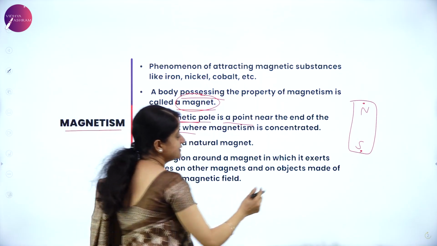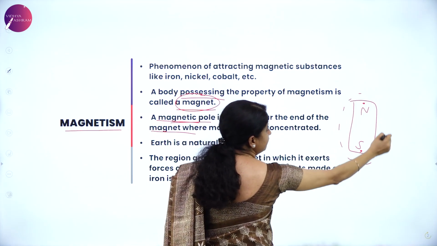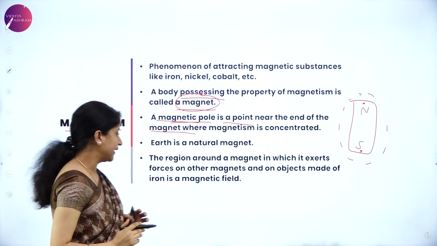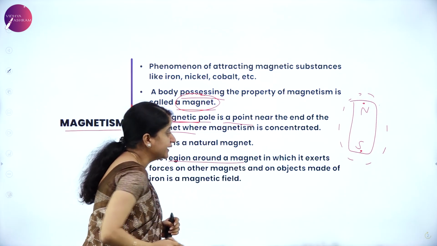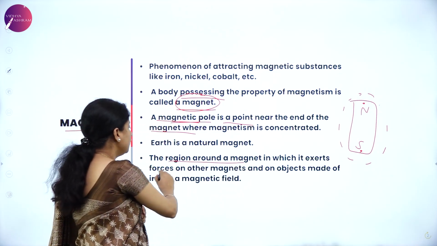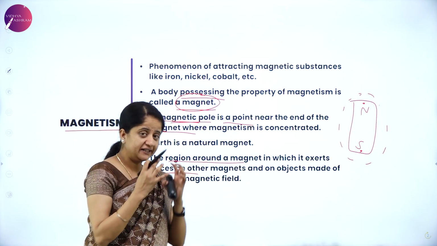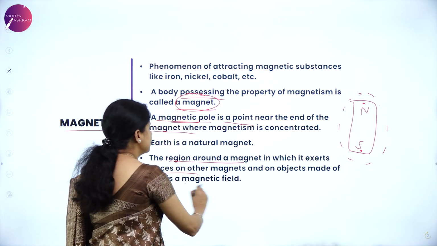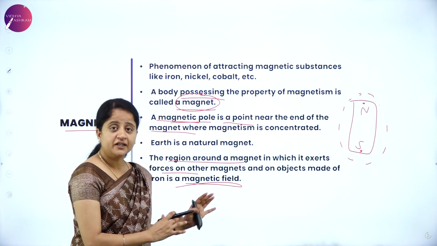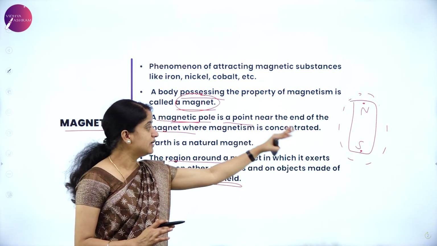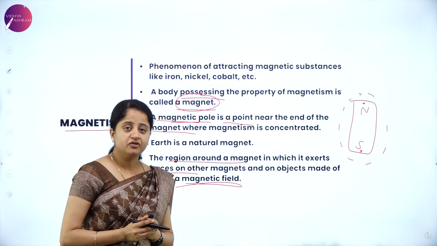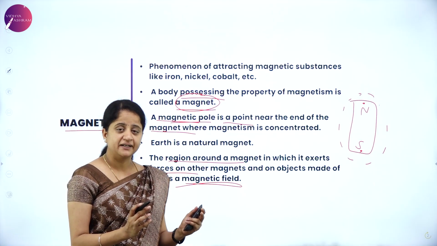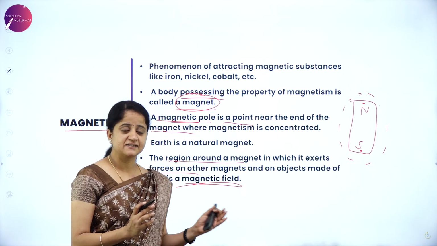These magnets contribute a magnetic field around them. So what do you mean by magnetic field? The region around a magnet in which it exerts a force on other magnets, or exerts force on other objects, is called the magnetic field. So what creates this magnetic field? It is nothing but the magnet. Now we all know what magnets are, what the magnetic property is, and what magnetism is.